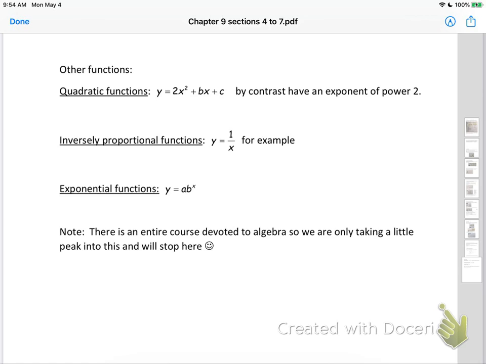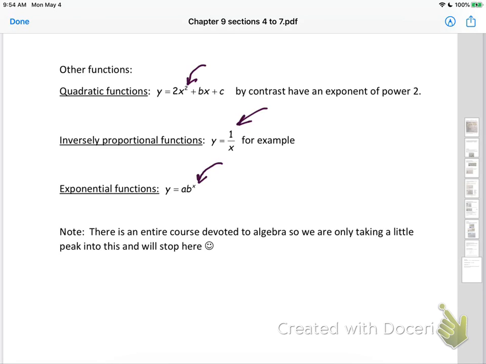Okay, there are many other functions. Okay, by contrast, here a quadratic function does have one term raised to the second power. You have inversely proportional functions like this, and you have exponential functions. Now, there's an entire course devoted to algebra, so we're not going to go any further than that. But there are many different functions. One thing that's consistent is the y is always going to be your output. It is your dependent variable. Your x's are always going to be your inputs. They are your independent variable.